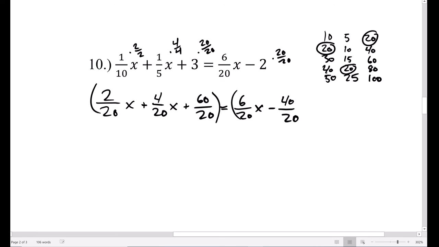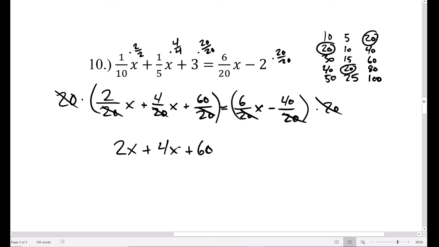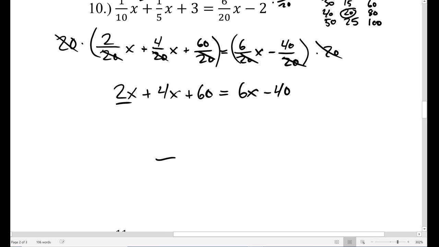Multiply both sides by 20, and all of these denominators go away. I'm left with 2x plus 4x plus 60 is equal to 6x minus 40. Combine my like terms to get 6x plus 60 equals 6x minus 40, and hopefully you realize that there's something weird going on here.